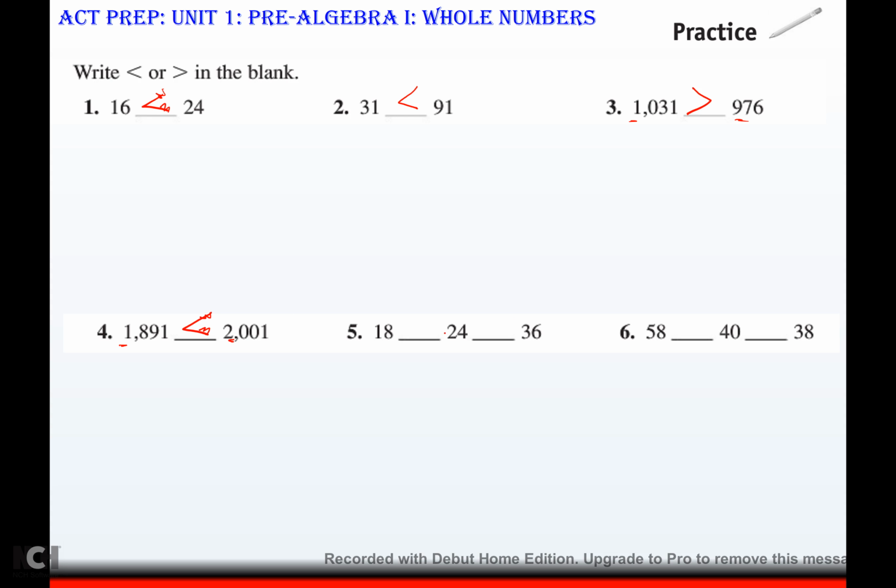Okay, here they went in order from smallest to biggest. When you go in order from smallest to biggest, I promise you, your arrows will always go left. Here they went biggest to smallest, so again, your alligator has to eat the bigger number, so those are going to point that way.